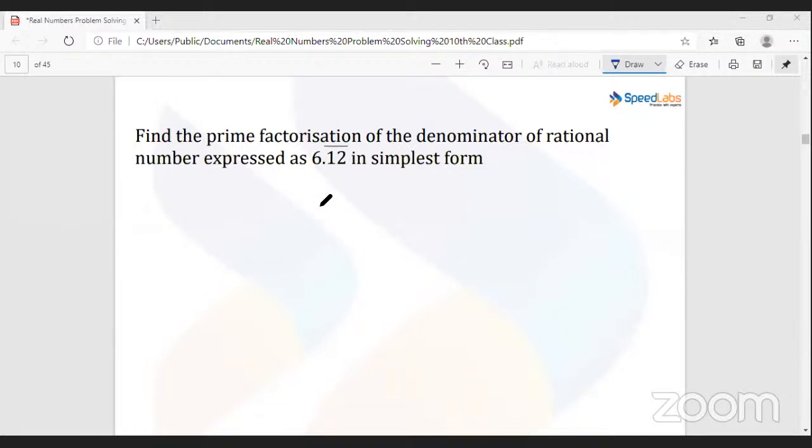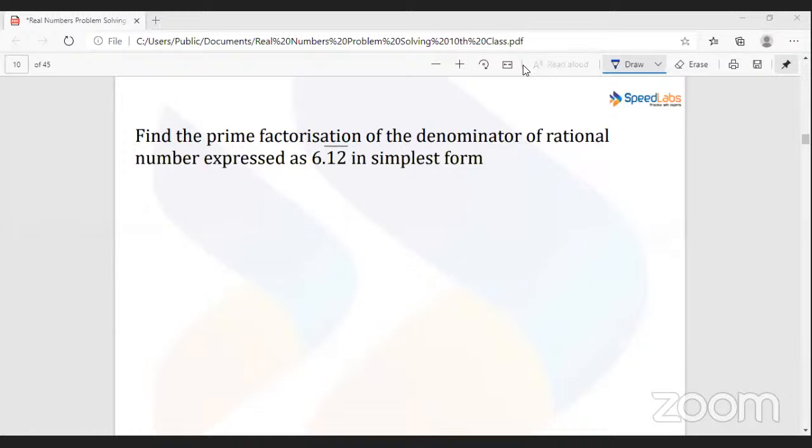Okay. So we have to find the prime factorization of the denominator of the rational number. You have to find the prime factorization of the denominator you got. So just complete it. One more step is left in your answer. Okay, so we are discussing the solution now.